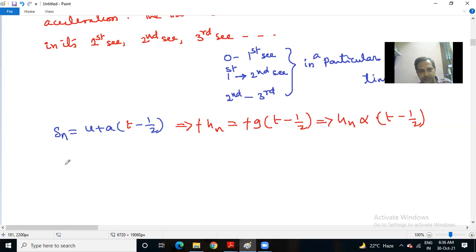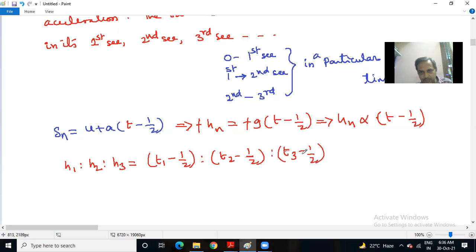So moving to the question, h1 is to h2 is to h3 is equal to T1 minus 1 by 2 is to T2 minus 1 by 2 is to T3 minus 1 by 2. Now you substitute the values. So T1 is 1, 1 minus 1 by 2.